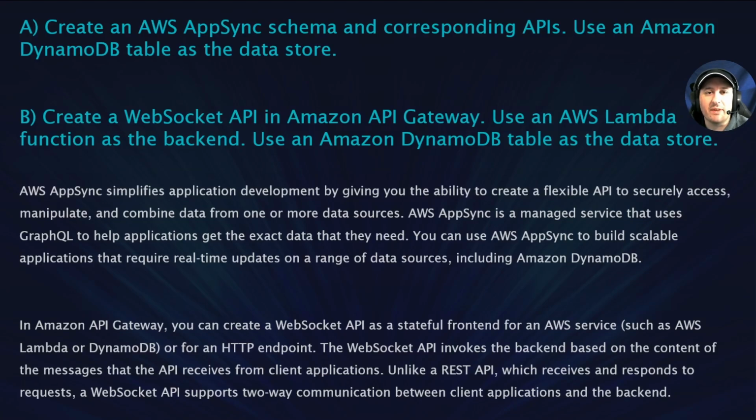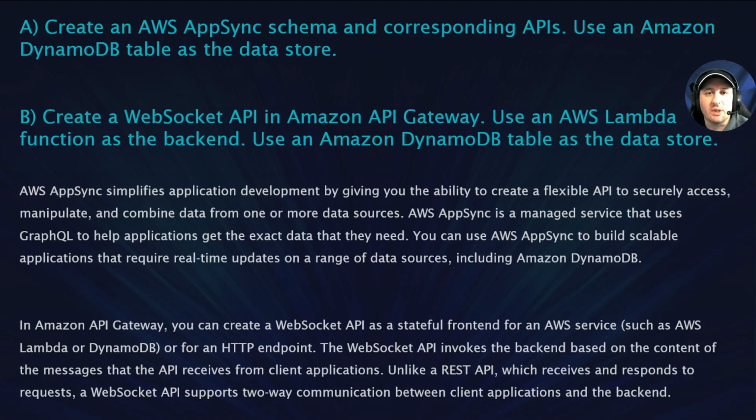AppSync is designed to be very easy to use with quick authentication. GraphQL is also known for its fast response times. So that makes sense of why we would choose A. And then B, using API Gateway with WebSocket. Lambda is fast as well, and it's using the flagship DynamoDB for the request that AWS wants us to use. So that's why we chose these out of the many that we had available.